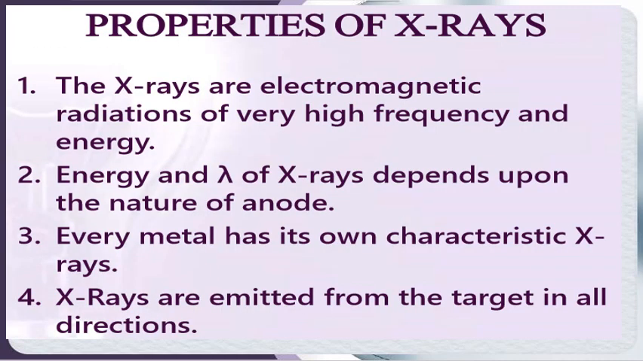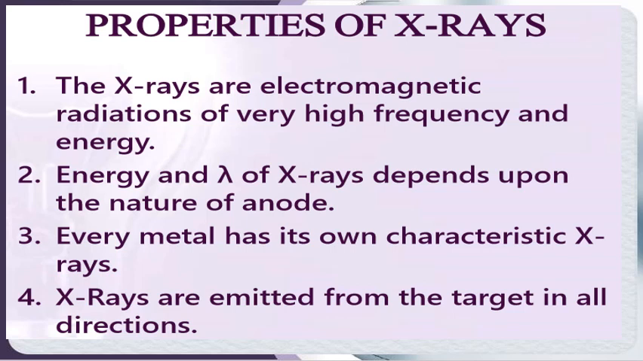X-rays are electromagnetic radiations. Electromagnetic means having no charge, of very high frequency and energy, meaning they are very energetic rays, right? Secondly, the energy and the wavelength of X-rays depend upon the nature of the anode. The heavier the anode particle, the stronger the radiation coming out of it, the higher the energy of the radiation, and the shorter the wavelength. You know very well the relationship of frequency and wavelength: shorter is the wavelength, higher is the frequency. Longer is the wavelength, lower is the frequency, right?